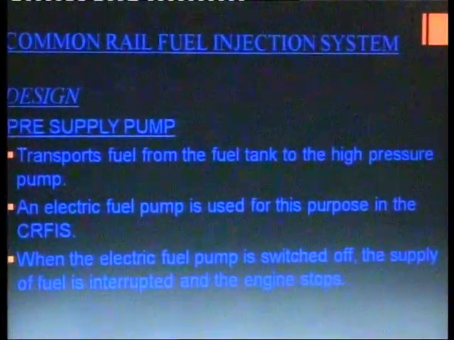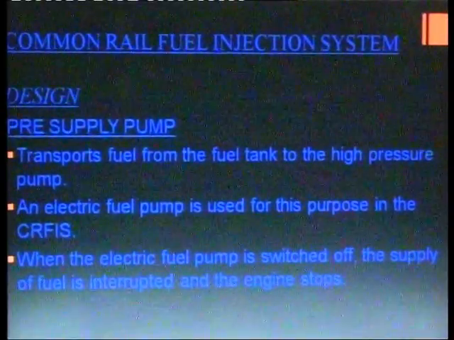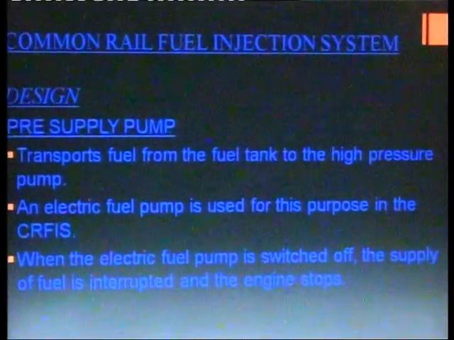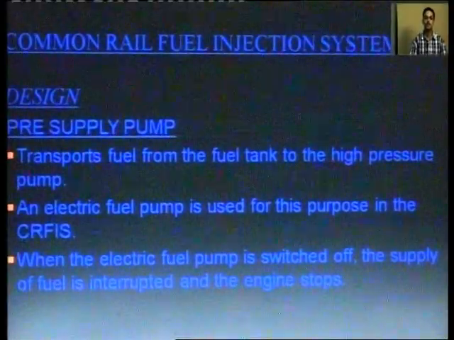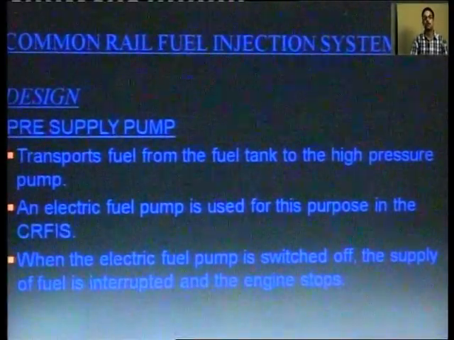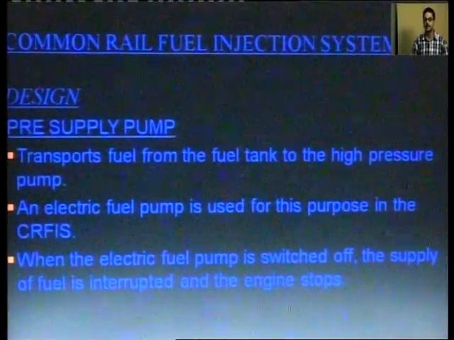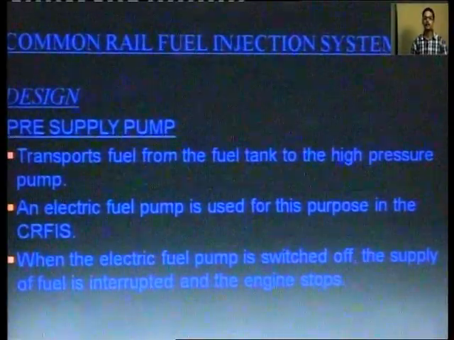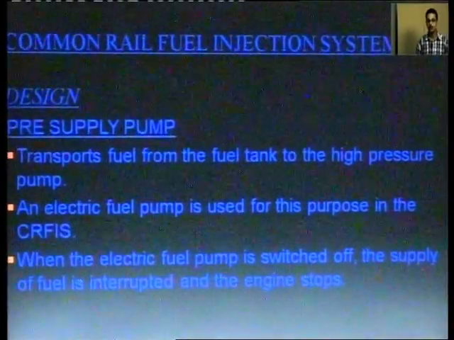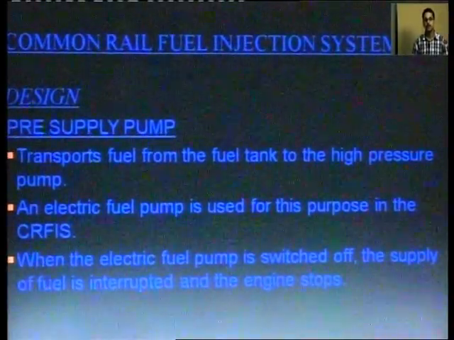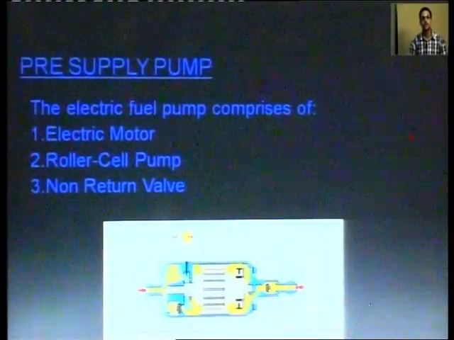In the common rail fuel injection system design, the pre-supply pump transports the fuel from the fuel tank to the high pressure pump. An electric fuel pump is used for this purpose in the common rail fuel injection system, that is CRFIS. When the electric fuel pump is switched off, the fuel is not able to go out. This is the pre-supply pump.